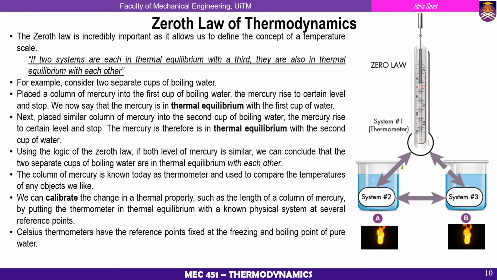By the definition provided by the scientists, the statement of the zeroth law is: if two systems are each in thermal equilibrium with a third, they are also in thermal equilibrium with each other. In order to understand this statement, let us consider the diagram provided in this slide. As you can see in that figure, there are 2 beakers on the left and right hand side respectively. The beakers are filled with water and there is fire underneath both of them. Also, there is 1 column of mercury in the middle of the figure.